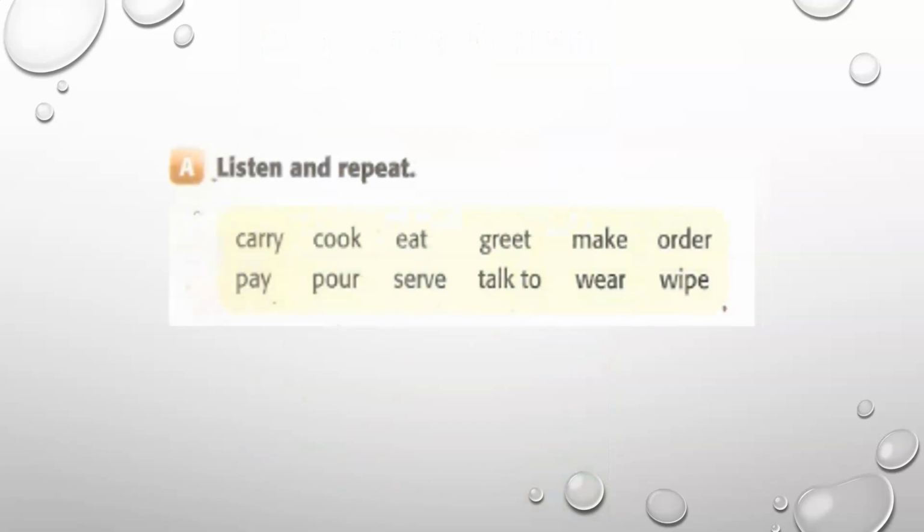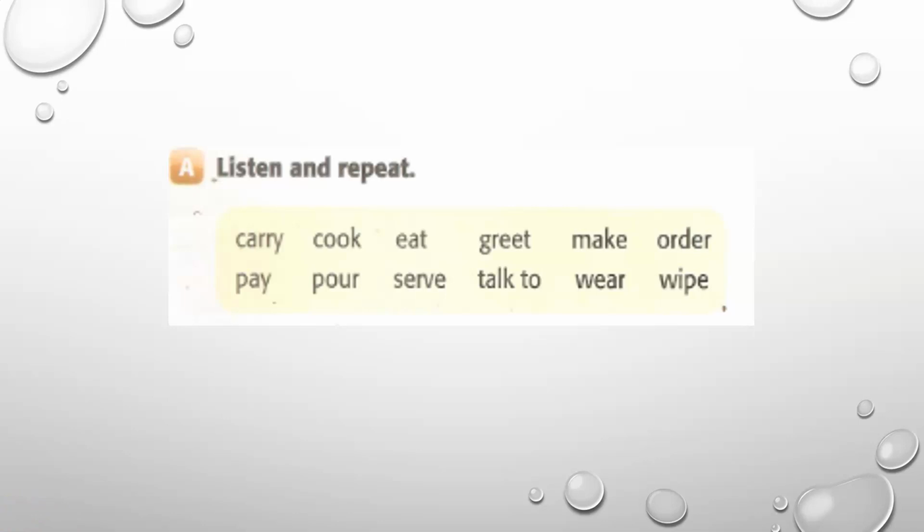So let us practice some vocabulary words we will need to start talking about working at the restaurant. So I will read these words. Please listen and repeat after me. So please repeat after me.